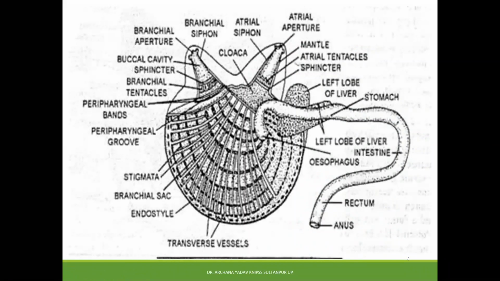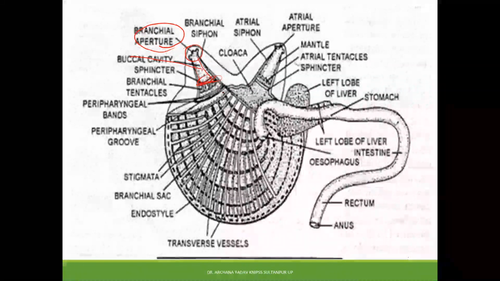Now see this diagram. Here is the branchial aperture, and the whole system is initiated from the mouth, or you can say branchial aperture. This branchial aperture leads toward the branchial siphon, or you can say buccal cavity, and at the base of the buccal cavity there are sphincter muscles.